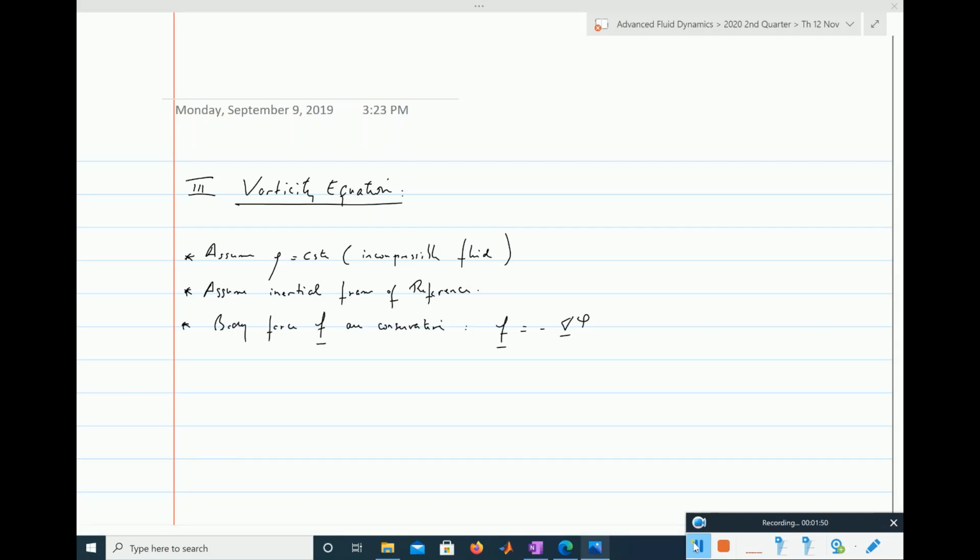Then we are going to assume that the body forces F are conservative, and that means that they derive from a potential. So we can write F as minus the gradient of phi, and phi here I usually use as a force potential.